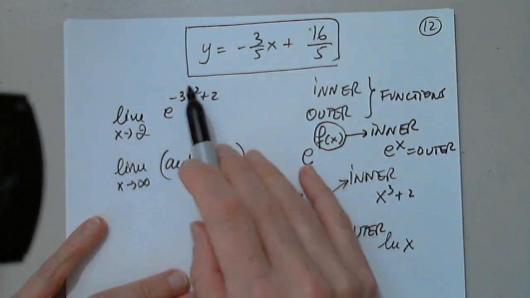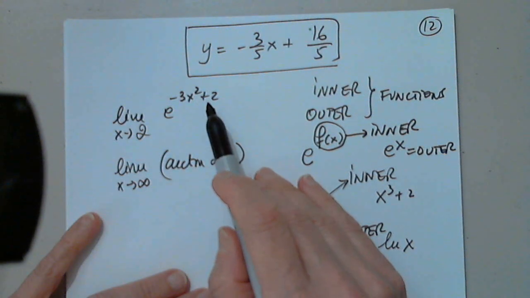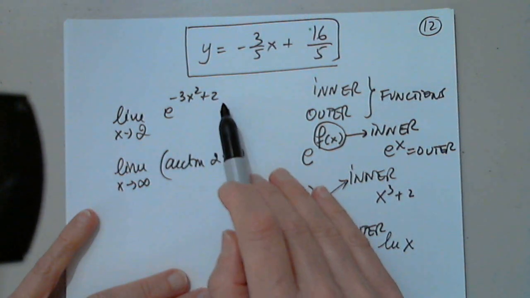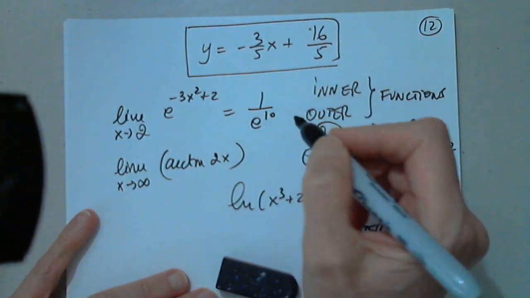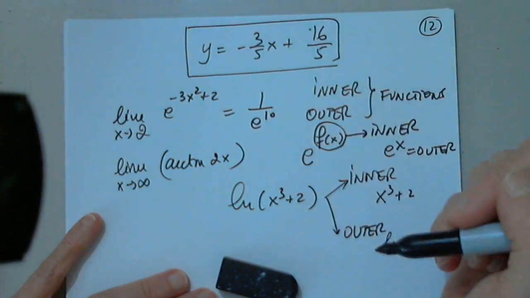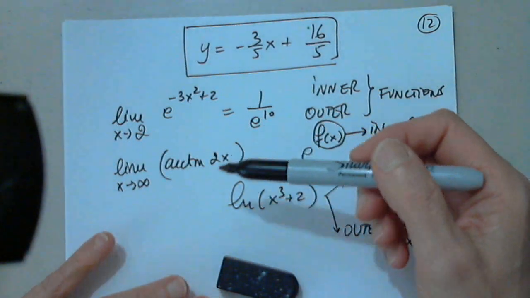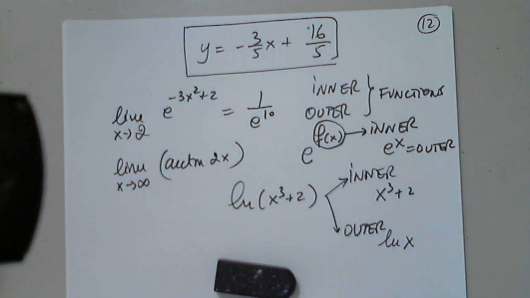So when I plug in to evaluate and see what's happening here, I have to plug it in the inner first, of course. So negative 3 times 4 is negative 12. Negative 12 plus 2 is negative 10. So the answer is directly 1 over e to the 10th, because e to negative 10 is 1 over e to the 10th. There is no need to do anything here. There is no need to rationalize or whatever. Nothing. It's a number. Once it is a number, you don't have to do anything.